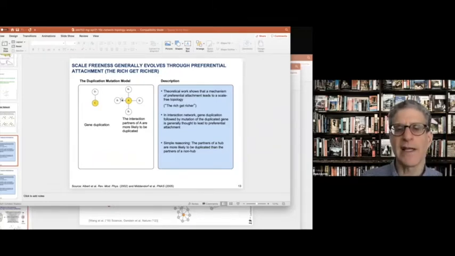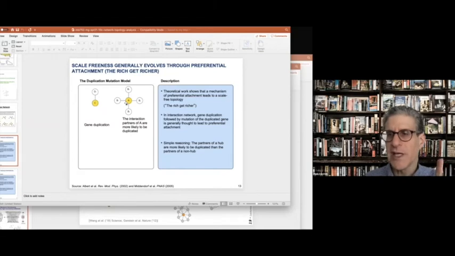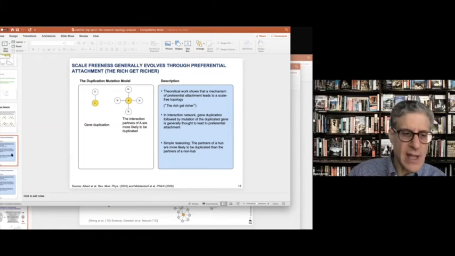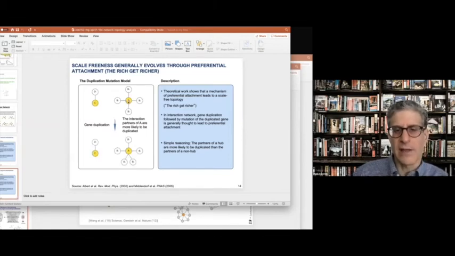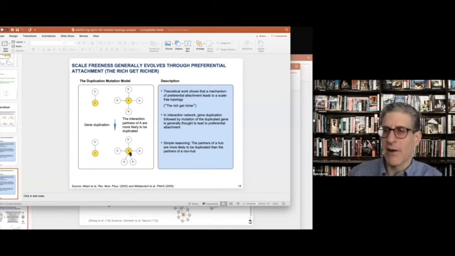It's much more likely that we pick one of the partners of this guy that duplicates. But remember, when we duplicate a gene, the duplicate is going to want to connect to the thing that its parent has connected to, because it's preformed to connect to that. So if we duplicate one of the B's and create another B, what's that duplicate going to do? It's going to glom back onto A. And again, it's the rich getting richer.